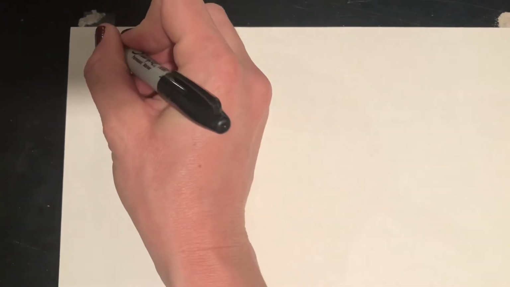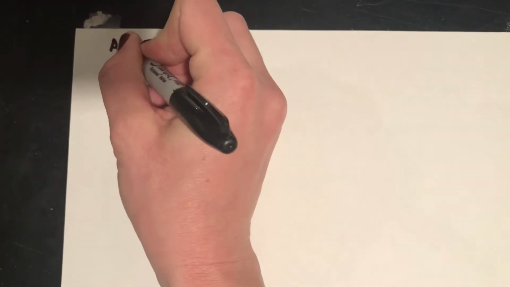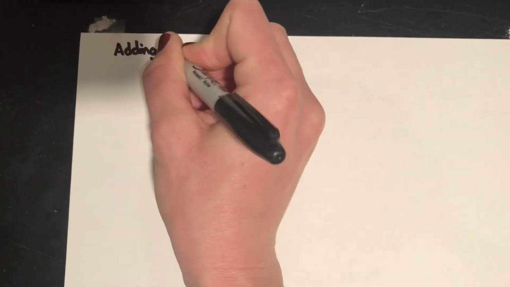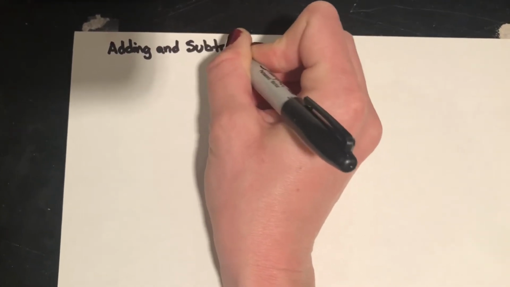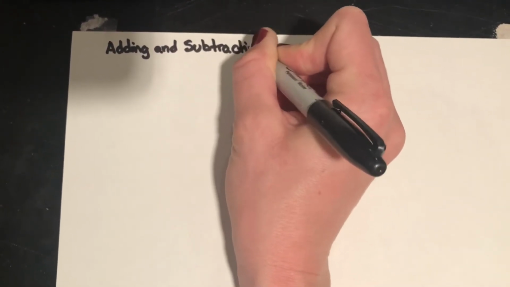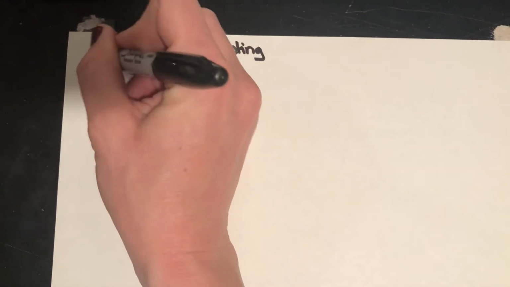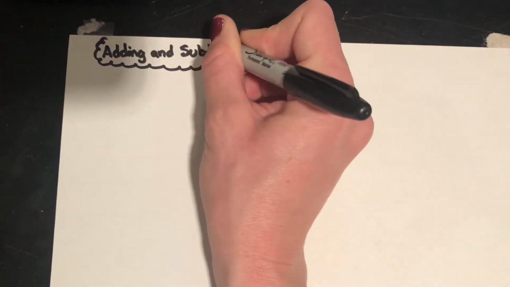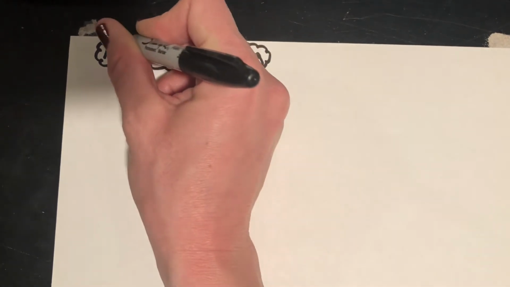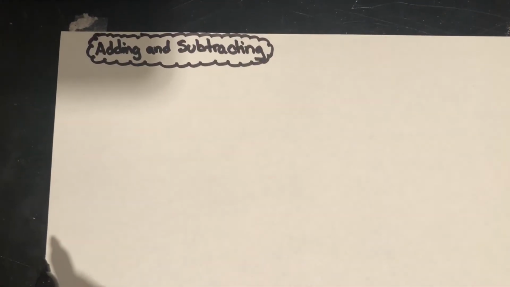Okay, our third and fourth items we're going to go over are adding and subtracting. Obviously, I ran out of room on our last paper, so I switched to a new paper. I will post pictures of both at the end here.